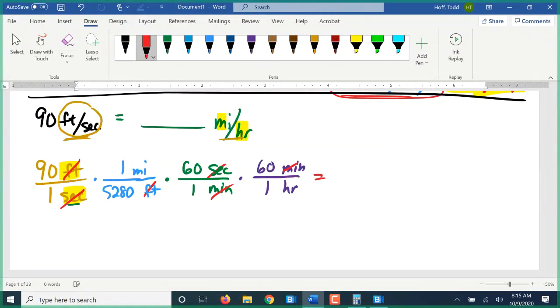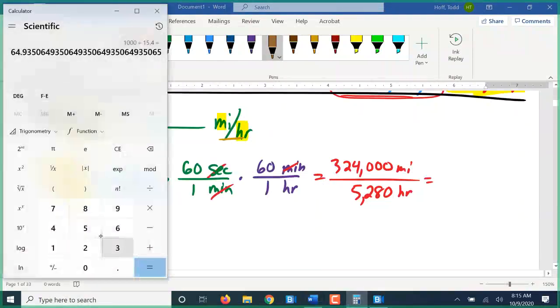So on top here, we've got 90 times 1 times 60 times 60, which is, what's that, 324,000, I believe. That's miles. On bottom, we've got 1 times 5,280 times 1 hour. That's 5,280 hours. And now we're just going to divide that out. 324,000 divided by 5,280, I believe is like 61.3.